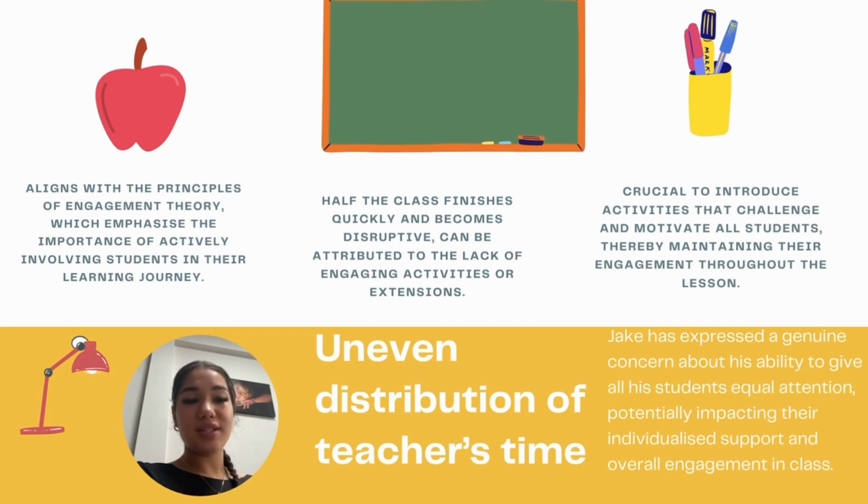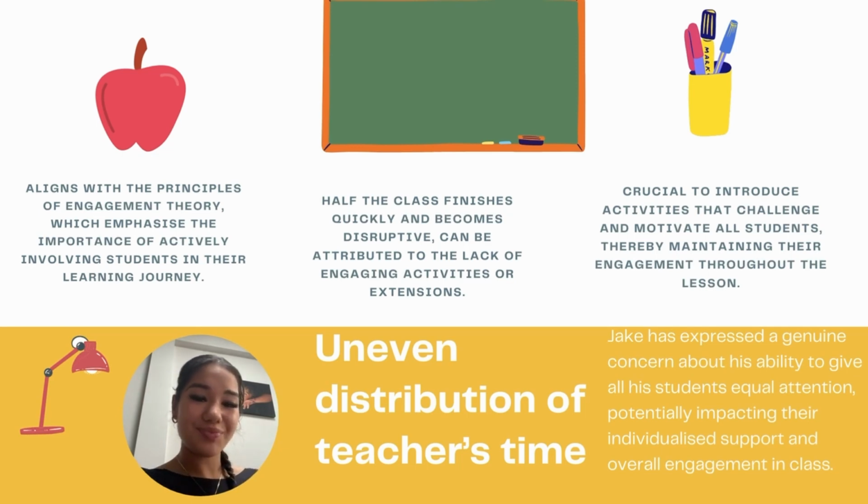Uneven distribution of teachers' time. Now, Jake is aware of this and has expressed a genuine concern about his ability to give all his students equal attention, potentially impacting their individualized support and overall engagement in class. This concern aligns with the principles of engagement theory, which emphasizes the importance of actively involving students in their learning journey. In Jake's math lessons, where roughly half the class finishes quickly and becomes disruptive, this issue can be attributed to the lack of engaging activities or extensions. To mitigate this problem, it's crucial to introduce activities that challenge and motivate all students, thereby maintaining their engagement throughout the lesson.